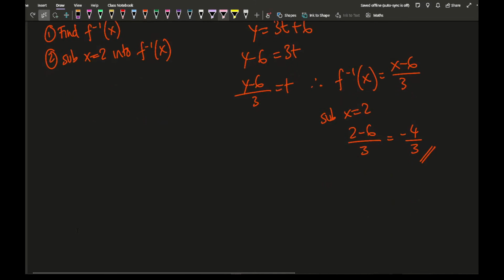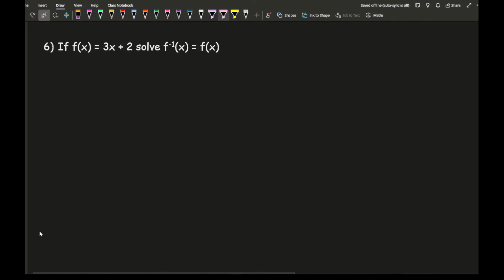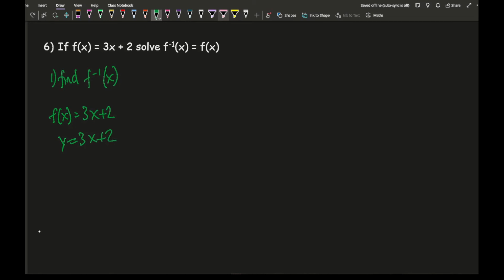And then finally with question 6, it says if f of x equals 3x plus 2, solve the inverse function of x equals f of x. So what I'm going to do first is find the inverse function. So again I've got f of x equals 3x plus 2. So y equals 3x plus 2. So then y minus 2 equals 3x. (y minus 2) over 3 equals x. So therefore the inverse function of x equals (x minus 2) over 3.